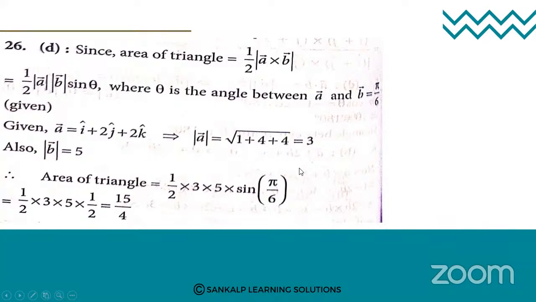So option D will be the right option. We have made use of the area of a triangle formula and then substituted the formula of A cross B, which is nothing but mod A mod B sine theta.